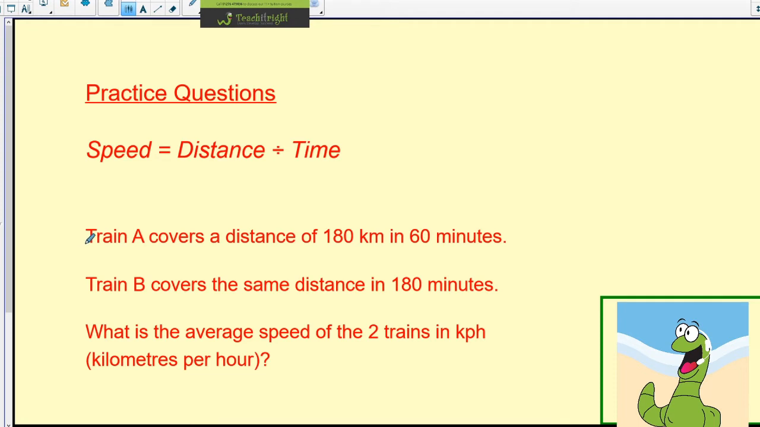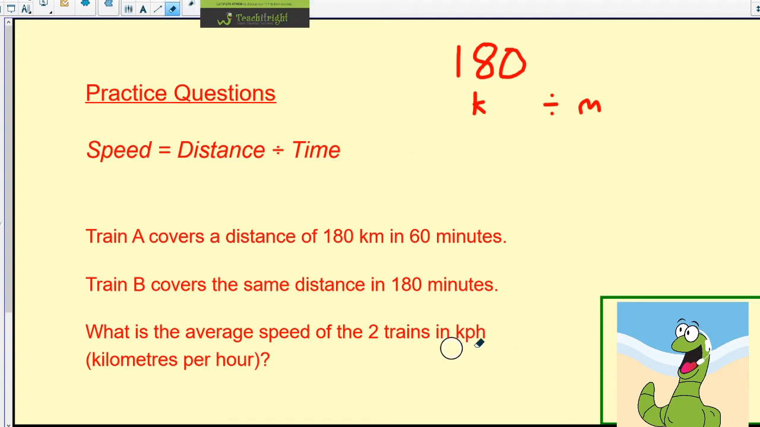Train A covers a distance of 180 kilometers in 60 minutes. So it's 180 kilometers in 60 minutes. So I wanted to work out the speed. I could do 180 kilometers divided by time, divided by 60 minutes. Well, yes, but then that would give me kilometers divided by minutes, or kilometers per minute. But I don't want kilometers per minute. That's not what my car says. My car will do kilometers per hour.